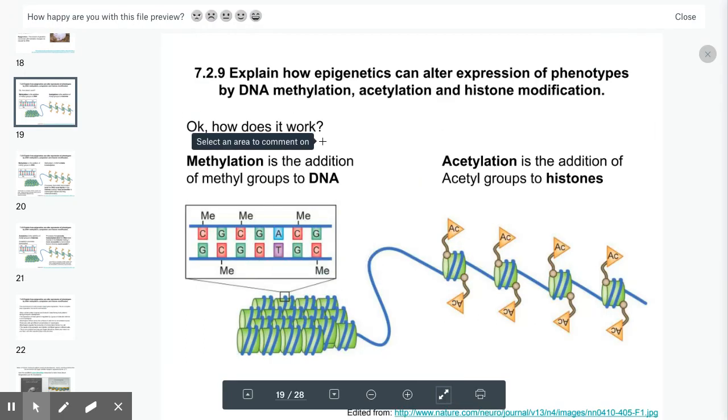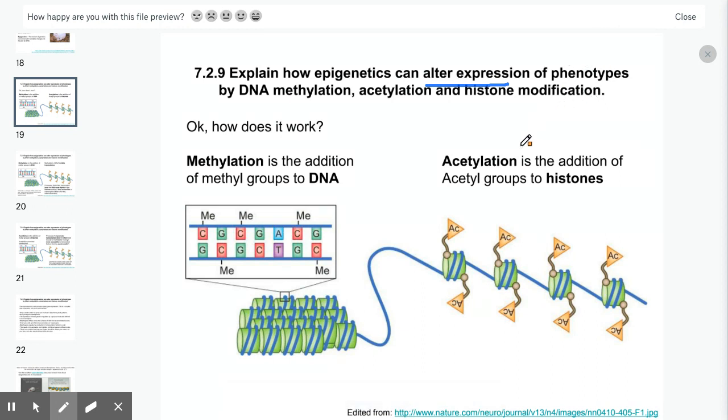Okay, let's talk some specifics here. So 7.2.9 wants us to know how we specifically alter the expression. Phenotypes, again, are how those genes are expressed. So let's just review. Let's talk about the rabbit again.